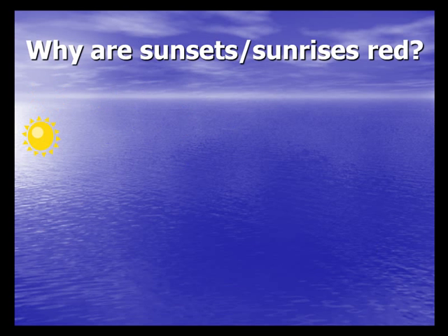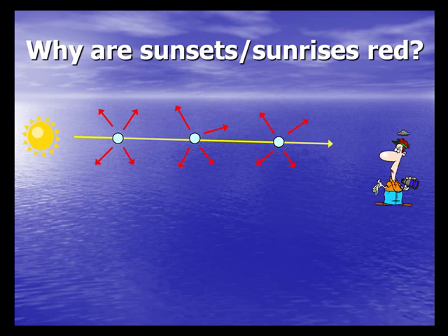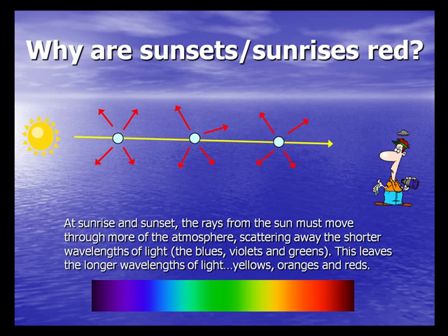However, at sunrise and sunset, the sky can become a brilliant red or orange. How does this happen? Let's look at our air molecules again. At sunrise and sunset, the sun's rays have to travel through a lot more of the atmosphere to get to our eyes, thus interacting with a lot more air molecules. Because of this, by the time the light reaches our eyes, all the shorter wavelengths of light have been scattered away from our eyes, leaving longer wavelengths of yellows, oranges, and reds.